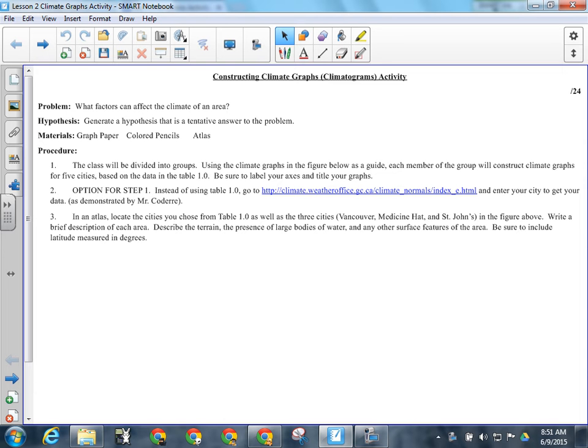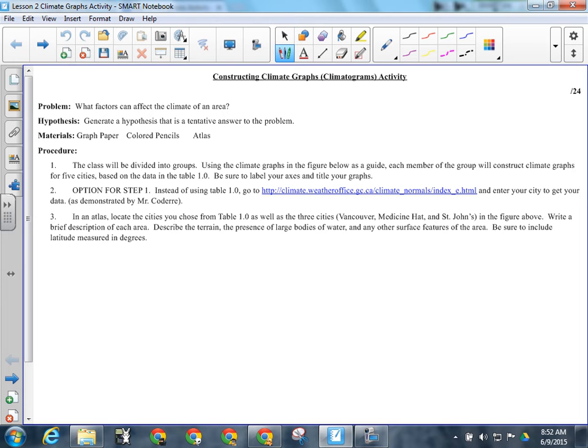Now, what we are trying to find out here, guys, two things. First thing, what factors affect climate, especially in Canada? Second thing, we want to get a little bit of experience reading and interpreting climatograms, because that's going to be something we're going to be asked to do on our unit exam. So those are the two purposes of today's activity. So, our hypothesis: we want to generate a hypothesis that talks about what factors affect the climate of an area.